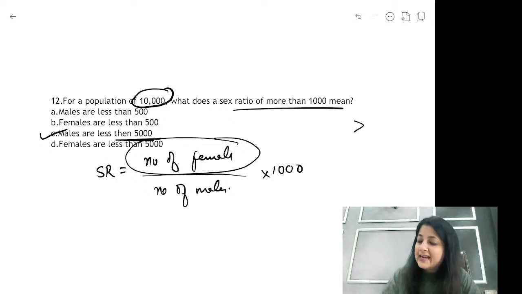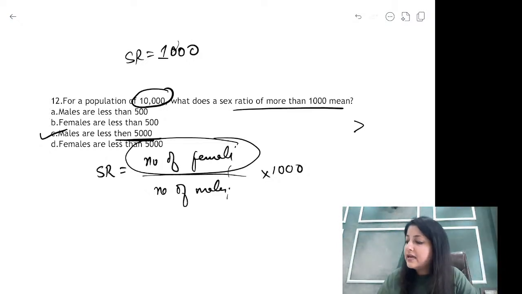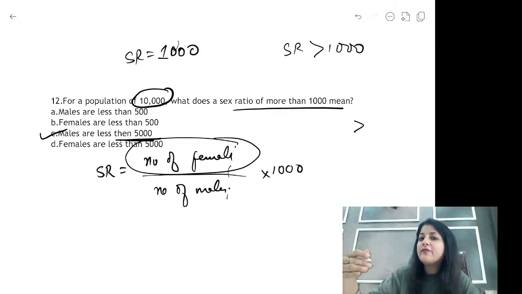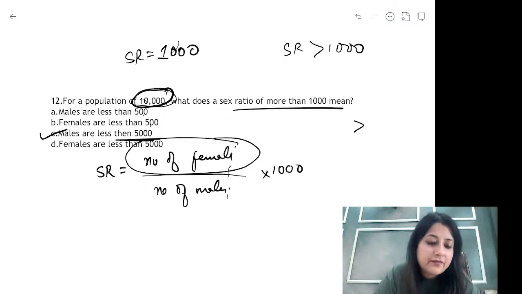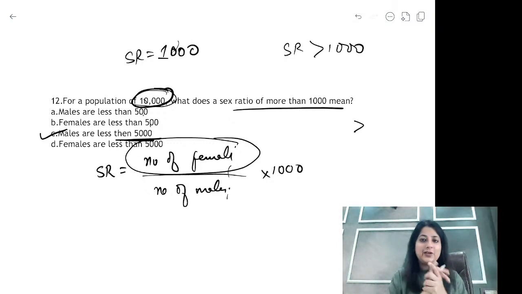Okay, see, ideally sex ratio 1000 कब होगा? जब फीमेल्स एंड मेल्स बराबर हैं. If it's a population of 10,000, then 5,000 females, 5,000 males. Now sex ratio is more than 1,000. That means number of females are more than number of males. So either females are more than 5,000 or the males are less than 5,000. Clear? Everybody? Okay. So that was it for today.